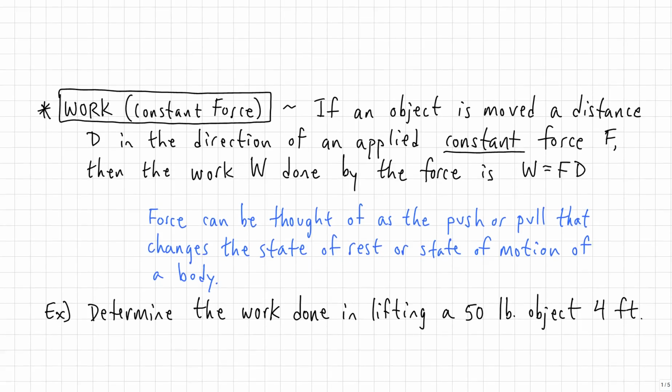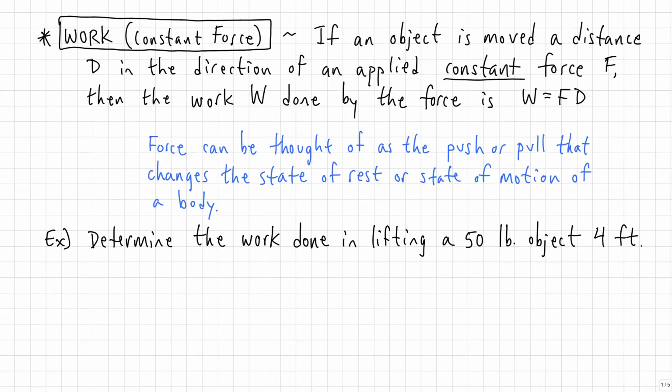So first let's define what work is. Work done by a constant force: if an object is moved a distance d in the direction of an applied constant force F, then we define work, which we'll call W, as the product of the force and the distance that it's moved. So work will be a constant force times that distance. Force can be thought of as the push or pull that changes the state of rest or state of motion of a body.